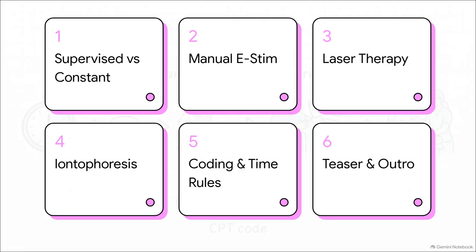Okay, let's dive into this. Here's our roadmap for today. First, we'll establish the critical difference between supervised and constant attendance modalities. Then we'll thoroughly explore 3 specific CPT codes: 97032 for manual E-Stim, 97037 for laser therapy, and 97033 for iontophoresis. After that, we'll hit the universal coding and time rules that apply to all of them, and then wrap up with a quick teaser of what's next.